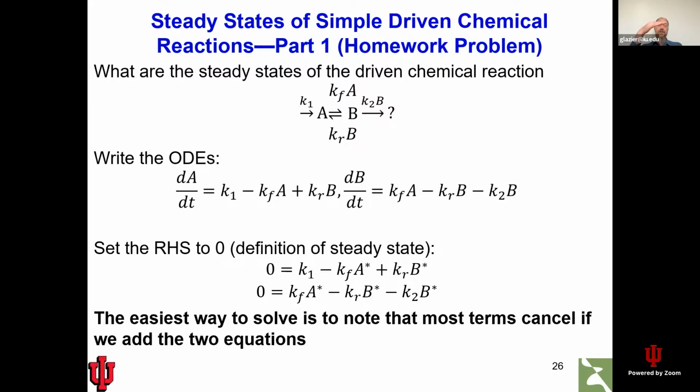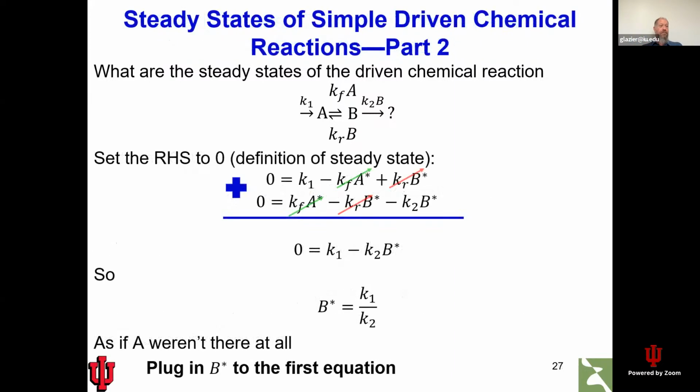So if I add these two equations term by term, those terms cancel out. And I'm left with 0 is equal to K1 minus K2 times B star. Does that make sense? And that means I can solve for B star. That second equation is algebra that's simple enough that even I could do it. B star is equal to K1 over K2.